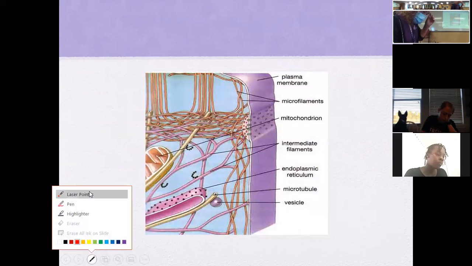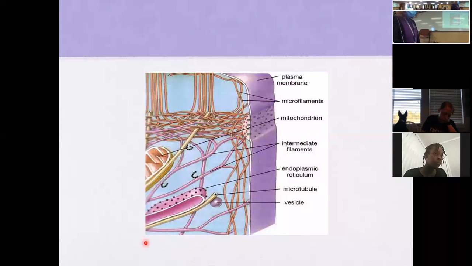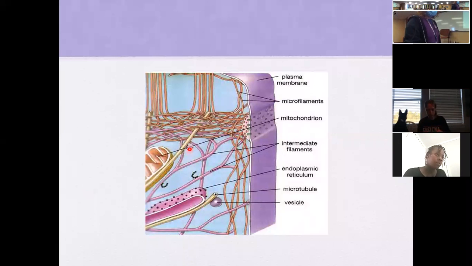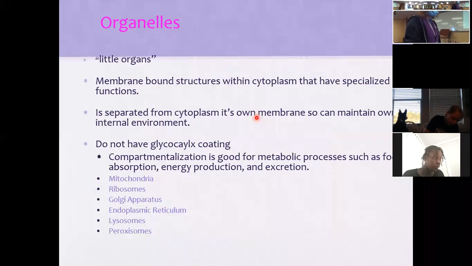And here we have our picture. Get my laser pointer. So here we have our microtubule. Here's another one. Here we have a mitochondria anchored to it. Here we have some endoplasmic reticulum anchored to it. Here I have my intermediate fibers helping to stabilize the cell, and then woven near the cell membrane is my microfilaments, and those help to change the cell shape.